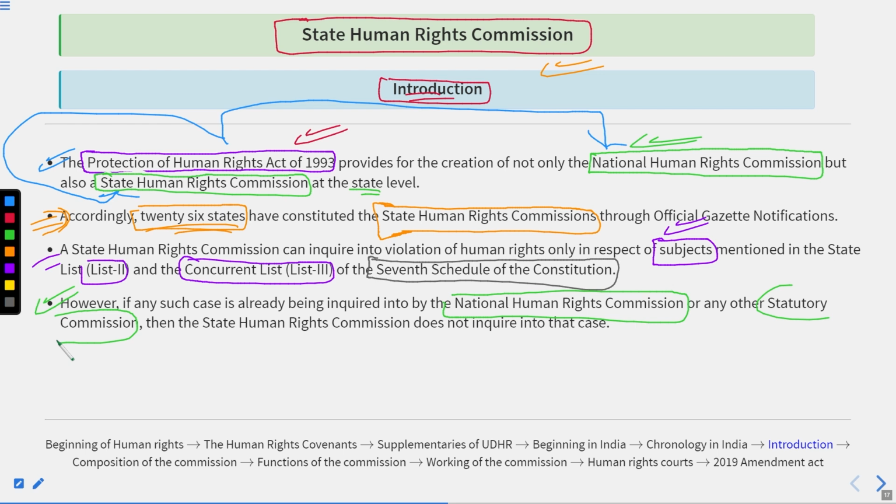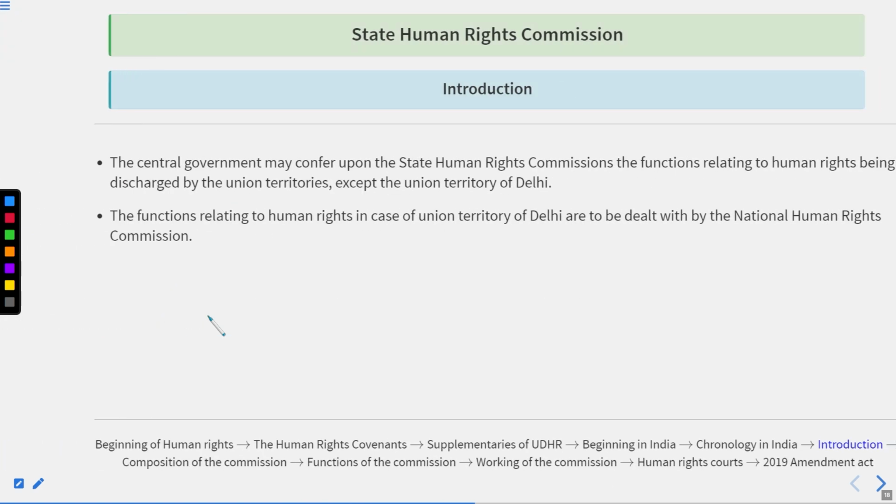What we have seen here is that, as per the Protection of Human Rights Act 1993, the State Human Rights Commission got the power to inquire into cases of human rights violation in respect of the subjects mentioned under List 2 and the Concurrent List. But there is an exception also. If any matter considered under List 2 and List 3 is already under inquiry or consideration by the National Human Rights Commission or any statutory commission, then the State Human Rights Commission will not inquire into that matter, even if it falls under List 2 and List 3. Okay, remember this thing.